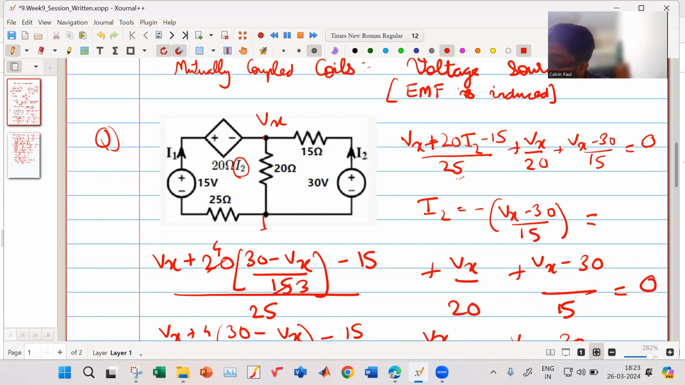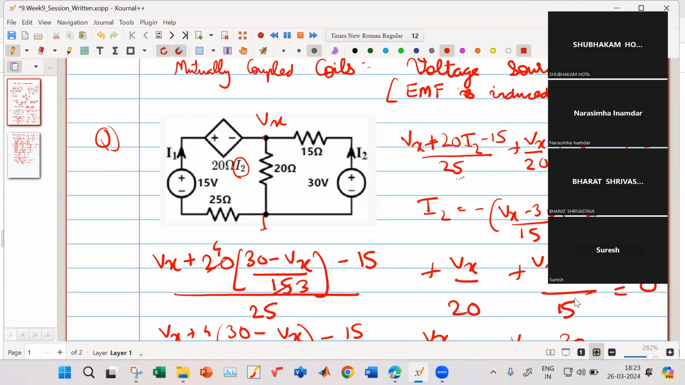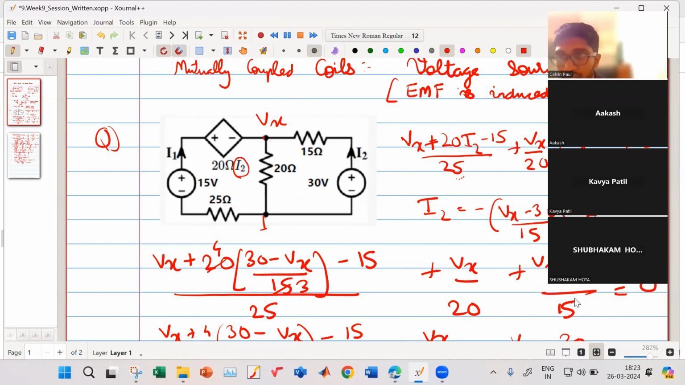$10.33. Sorry, sir. No one else is calculating; only she is going to do. Minus 7.67. How? What about Hota? What about Akash? What about Narasimha? What about Bharat? I forget the Vx value.